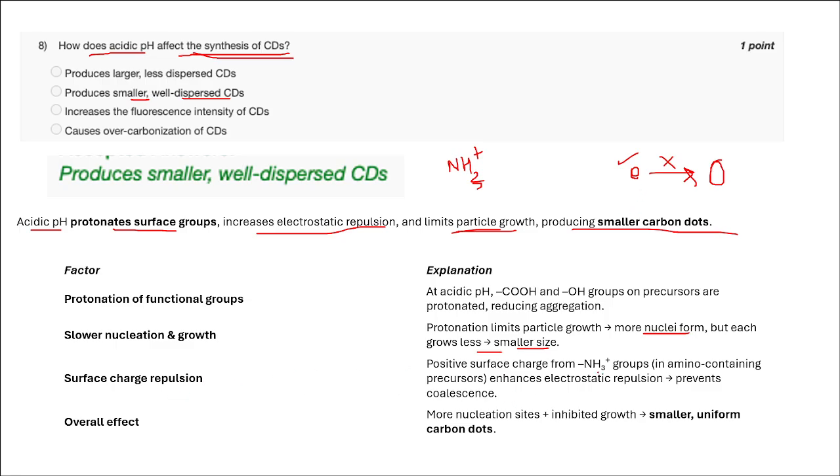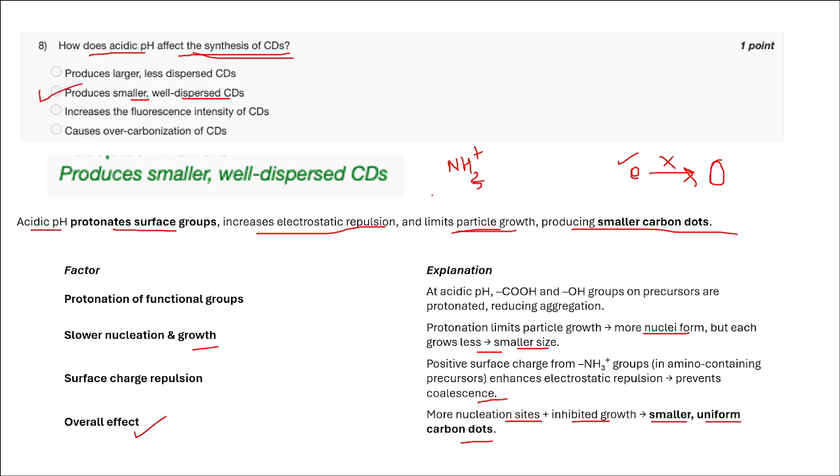Surface charge repulsion. So positive surface charge from NH3 plus groups enhances electrostatic repulsion and prevents aggregation. So this prevents aggregation and it also ensures smaller sized carbon dots are formed. The overall effect that we see is more nucleation but inhibited growth, which leads to formation of smaller, uniform carbon dots. So this is the reason. The correct answer was acidic pH causes protonation of these surface groups, which in turn increases the repulsive forces, which in turn ensures smaller carbon dots, slower nucleation and growth, and no aggregation.